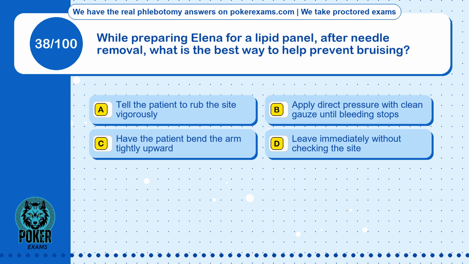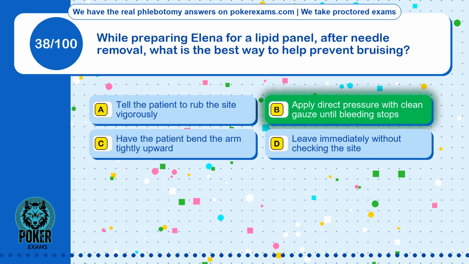Question 38. While preparing Elena for a lipid panel, after needle removal, what is the best way to help prevent bruising? Option A. Tell the patient to rub the site vigorously. Option B. Apply direct pressure with clean gauze until bleeding stops. Option C. Have the patient bend the arm tightly upward. Option D. Leave immediately without checking the site.